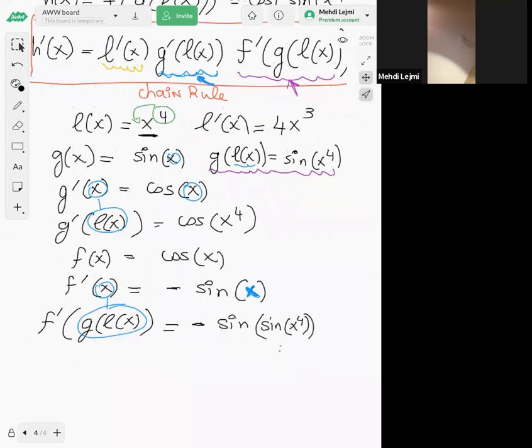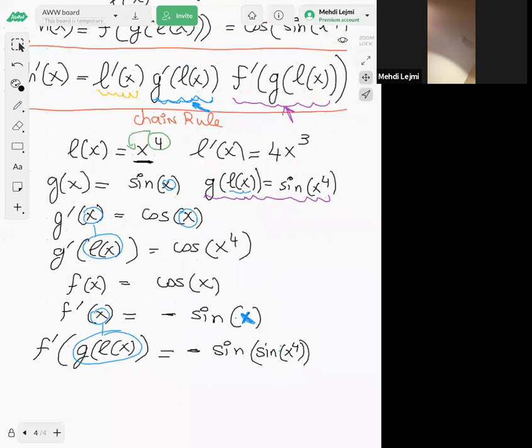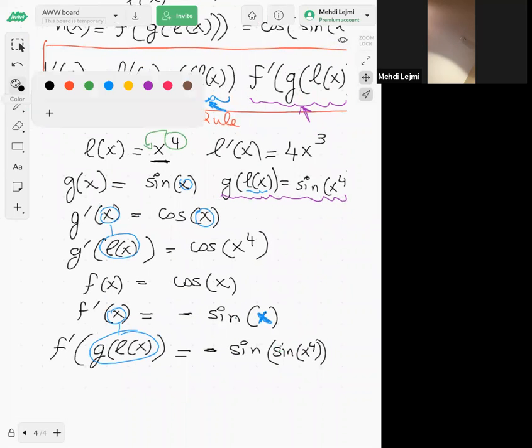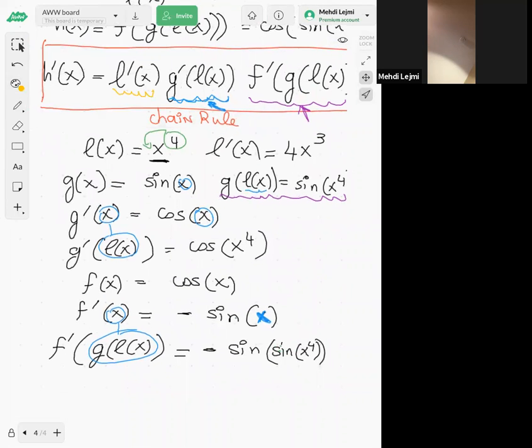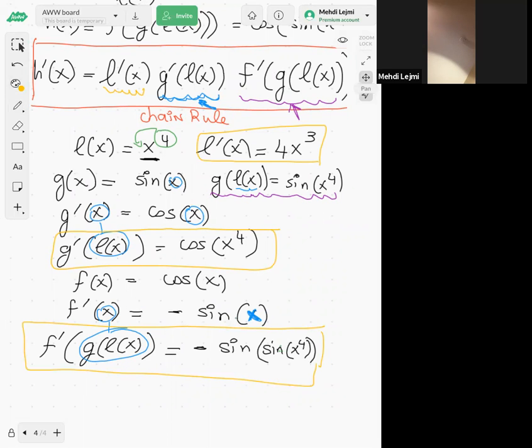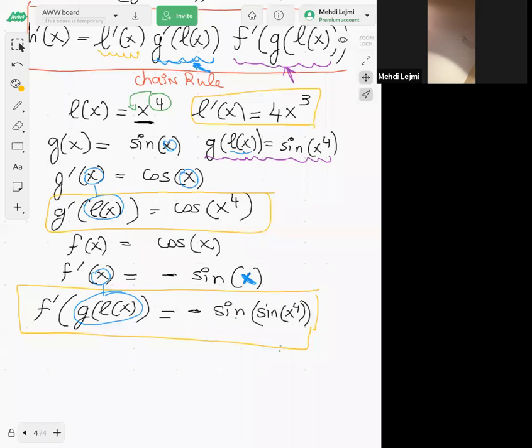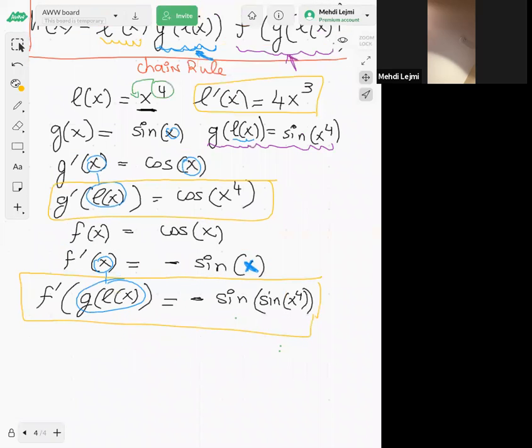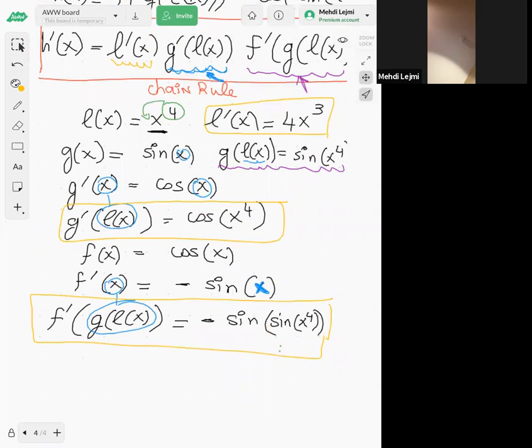Now, okay, so now I have everything I need, right? I have my L prime, I have my g prime of L of x, and I have my f prime of g of L of x, right? So then I can answer the question. So, find the answer.